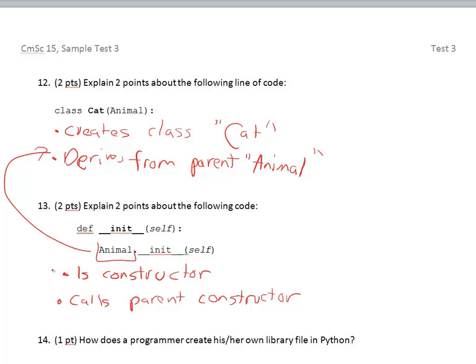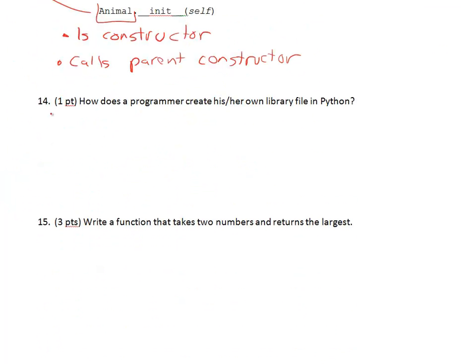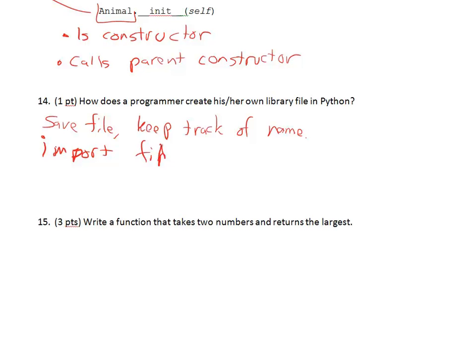How does a programmer create his or her own library file in Python? Okay, well that's pretty darn simple. You save the file. Keep track of the name. And import file name.